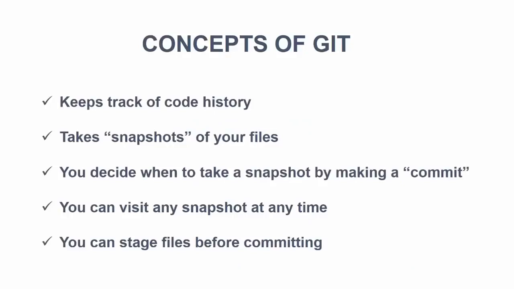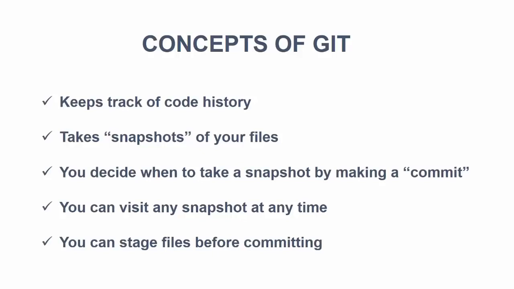All right, so let's quickly look at some of the concepts of Git. It essentially keeps track of your code history with snapshots of your files. You make these snapshots by making a commit with a simple command. And you can always go back to see any snapshot of previously written code. And like I said, you can always revert back if you need to. So your code is extremely safe when you're working with Git.